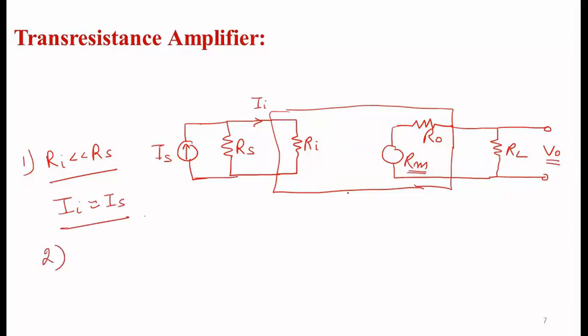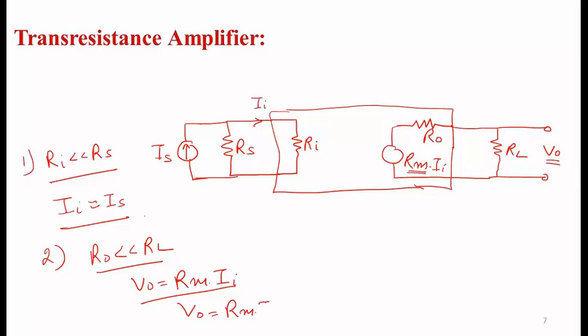And the second condition, since we have the voltage at the output: if we have the condition that R0 is much less than RL, then we can say that the output voltage V0 is equal to Rm into II. Since II is equal to Is with this condition, we can write that V0 is equal to Rm into Is. Hence, we can say that the output voltage is independent of the input resistance and the output resistance.